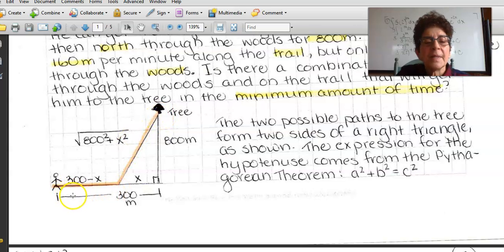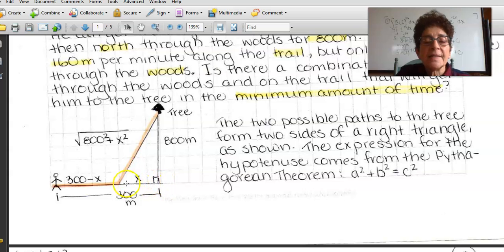So let's set things up a little. We know that if the whole distance to this turning point is 300 meters, and this part is x, this part is 300 minus x. So 300 minus x plus x gives me the total length of the trail to the turning point. That's 300 meters. This is given as 800 meters.